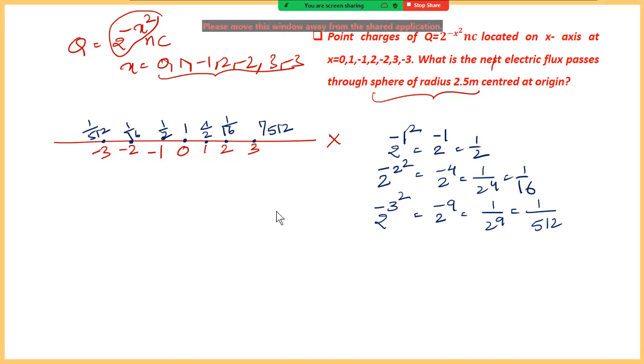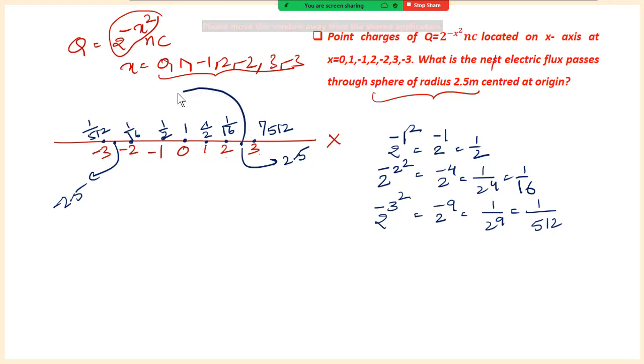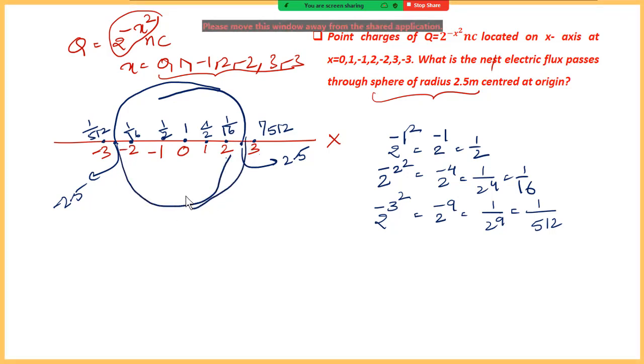Now how much net electric flux passes through the sphere of radius 2.5 meters? 2.5 meters means here 2 is there, here 3 is there. So this is 2.5, this is 2.5, and this is also minus 2.5. So we have to take a sphere of radius 2.5. You assume this is a sphere. I did not draw properly. Okay, this is the sphere.